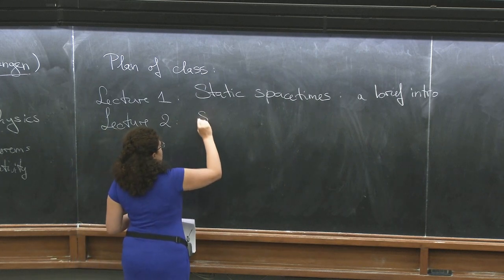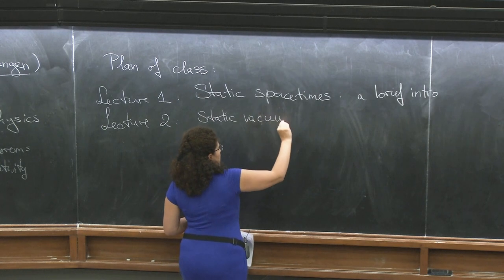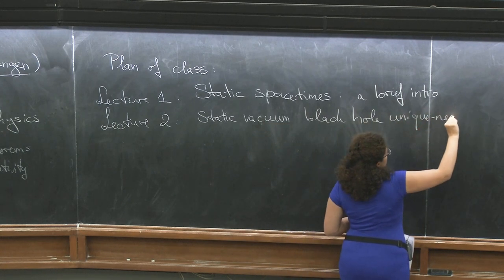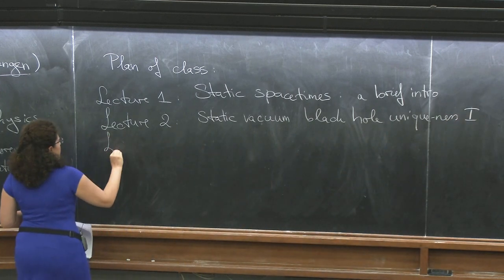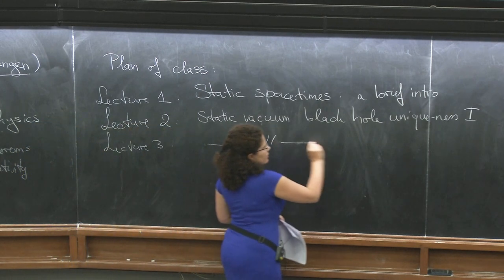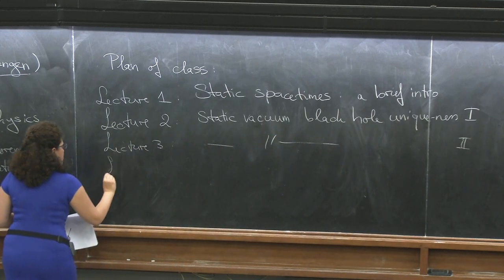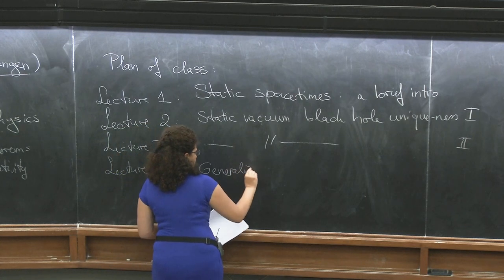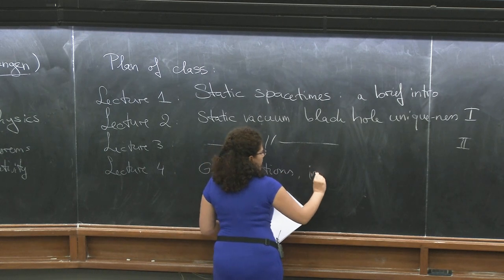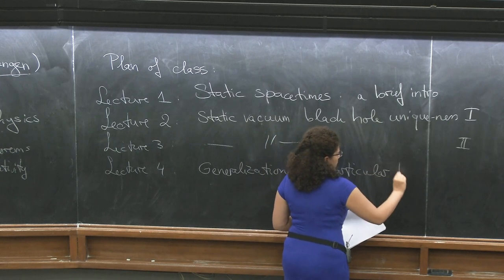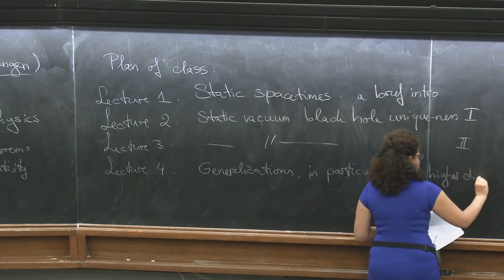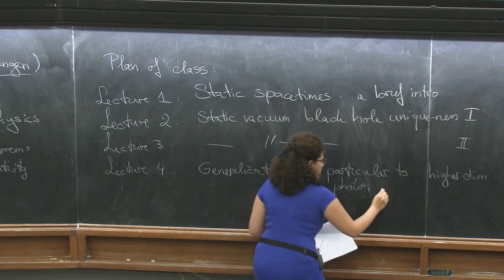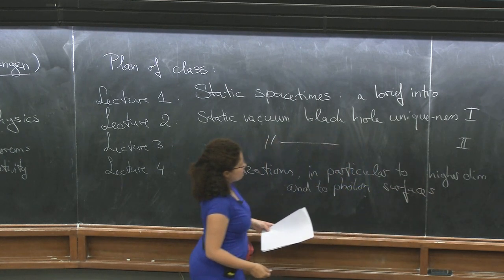Then in lecture two, we will talk about static vacuum black hole uniqueness. And then in lecture three, we will again talk about static vacuum black hole uniqueness, but looking at different types of proofs. And then in lecture four, we're going to talk about generalizations, in particular to higher dimensions and to photon surfaces. And I don't expect anybody to know what a photon surface is by now. I'll explain that in the last lecture. So that's the plan.